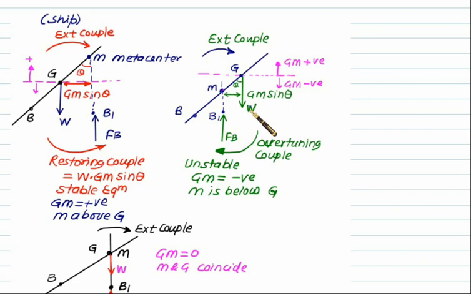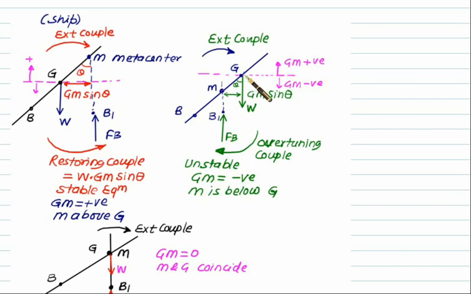So because of this, the load W is acting in a downward direction. Buoyant force FB will act upward. These two forces are equal in magnitude according to Archimedes. So these two parallel forces will develop a couple. The sense of this couple is clockwise. This couple and the external couple are in the same direction. So the body will never come back to the original position. So this is the condition that becomes unstable.